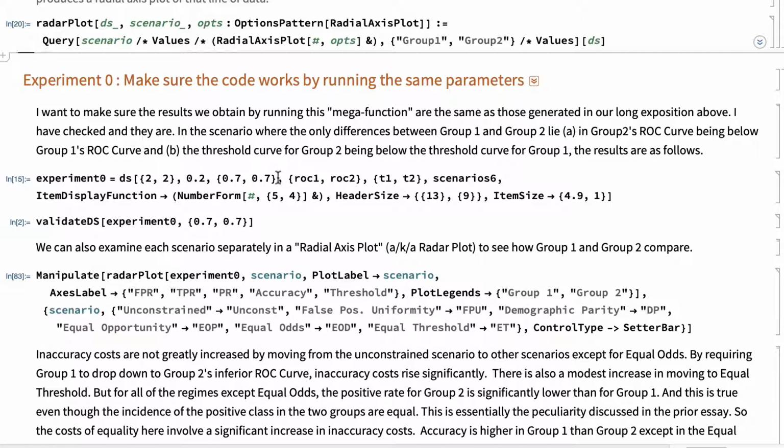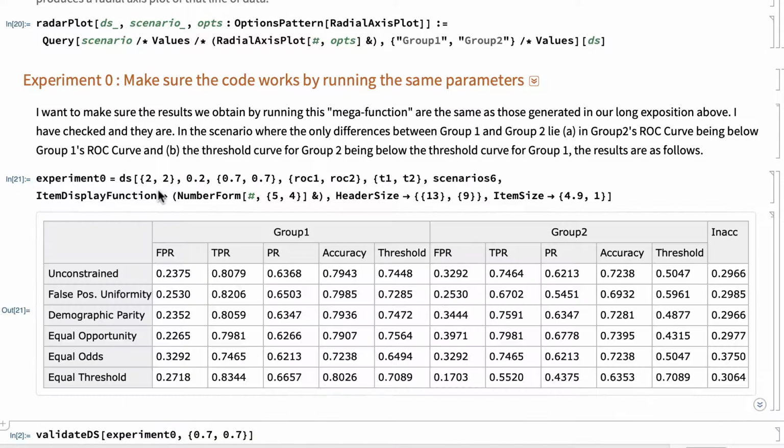The incidence of the positive class in both groups is 70%. Group 1 is subject to the ROC1 ROC curve. Group 2 uses the ROC2 ROC curve. We have T1 and T2 as the thresholds, and scenario 6 is just a listing of labels for each of the scenarios that we're going to run, and these are in fact the formatting code that I'm pushing to the data set. So let's see how long it takes to do that whole experiment, and I think that's pretty cool.